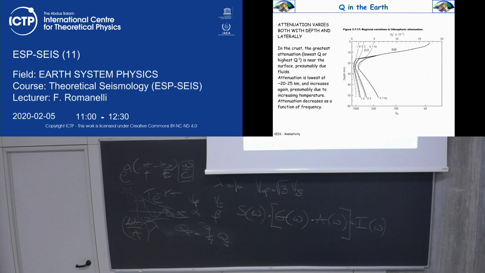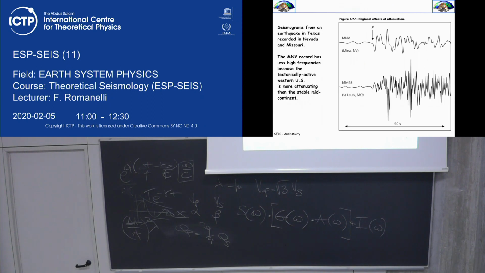And that's one side. But then there is another side. And another side can be a little bit evident from some pictures of signals. For example, this is the same earthquake, but recorded at similar distances in 2 different regions. On the top, we are in Nevada, which is on the same side of California, and it is seismically very active. Most of the rocks there are fractured.